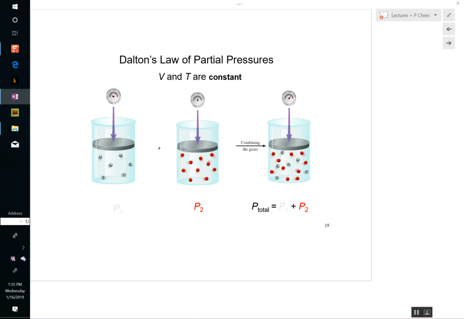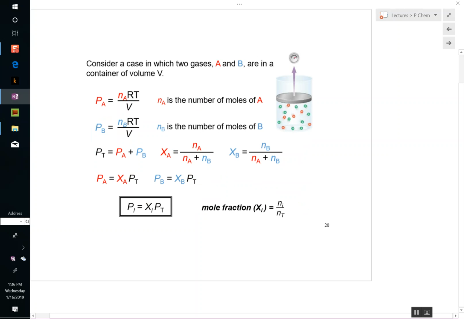This gas generates a certain amount of pressure, P2. And the total pressure, I don't know why this is coming so faintly. Can you see there's a P1 there? Yeah. P1 plus P2. I must have got a color that didn't come out very well. All right, so the total pressure is the sum of the individual pressures generated by each gas. So this is for mixtures of gases. Dalton's law of partial pressures.